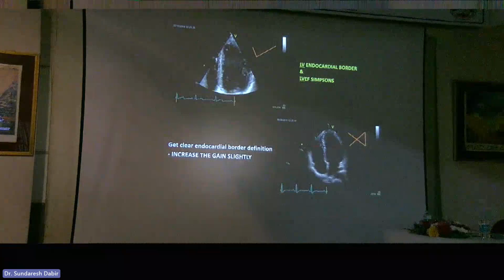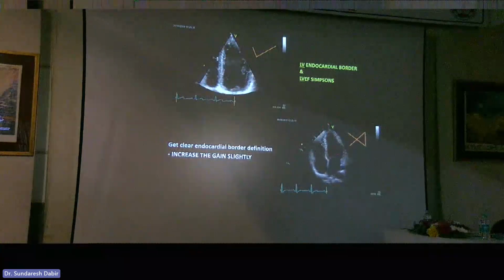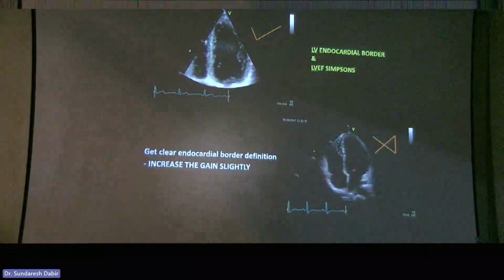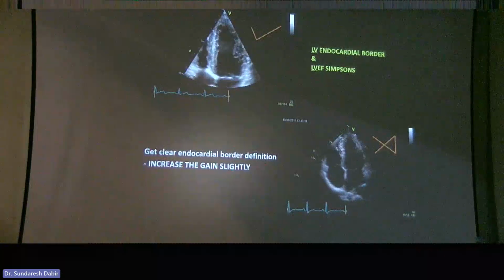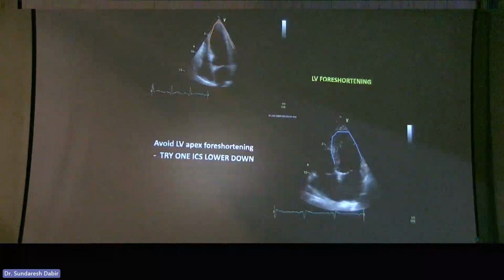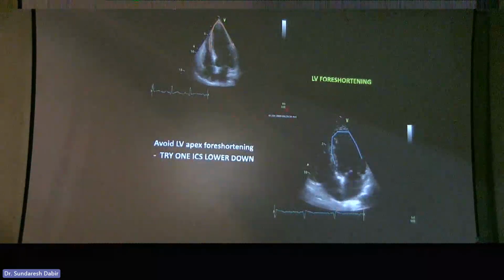And always you're looking at the endocardial border definition. So this is always going to be a challenge because these are the longitudinal fibers which run parallel to the beam. They're not perpendicular, as Dr. Solam pointed out. The more perpendicular, the better you see. So it's always going to be a problem. If required, increase the gain a little bit so that you get the definition very clearly. Now, next, foreshortening. Again, this was pointed out.